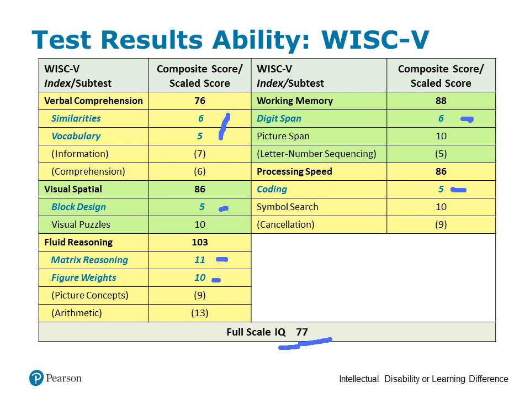So when you look at the index scores, I want to start out by looking at two indices where the scores are highly consistent. So verbal comprehension, similarities, scale score of 6, vocabulary, scale score of 5. When you think about what verbal comprehension measures, certainly you are thinking about being able to demonstrate word knowledge and then to be able to reason with words.